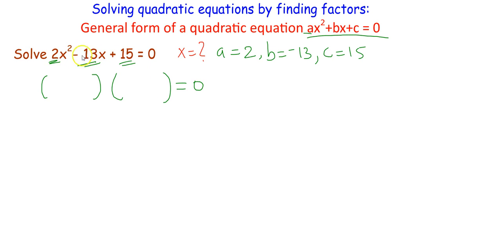Now, we should find the product of a and c. So what is the product of those two numbers? 2 times 15. 2 times 15 is equal to 30, right? So first I have to find the product of those two numbers, which is 2 times 15. Both are positive numbers and the product is again positive 30.